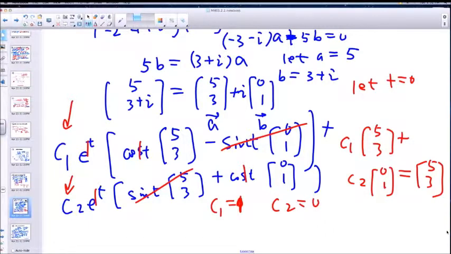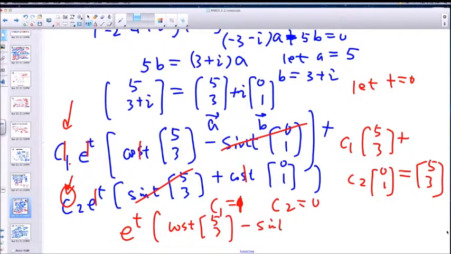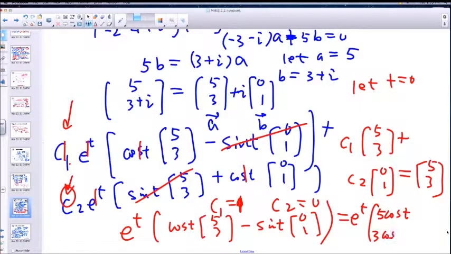And then what does your solution look like? This is 1, that's 0, then it's e to the t cosine t 5, 3 minus sine t 0, 1, which is exactly what we had. e to the t, 5 cosine t, 3 cosine t minus sine t. That's the final answer. That's exactly what we checked before.